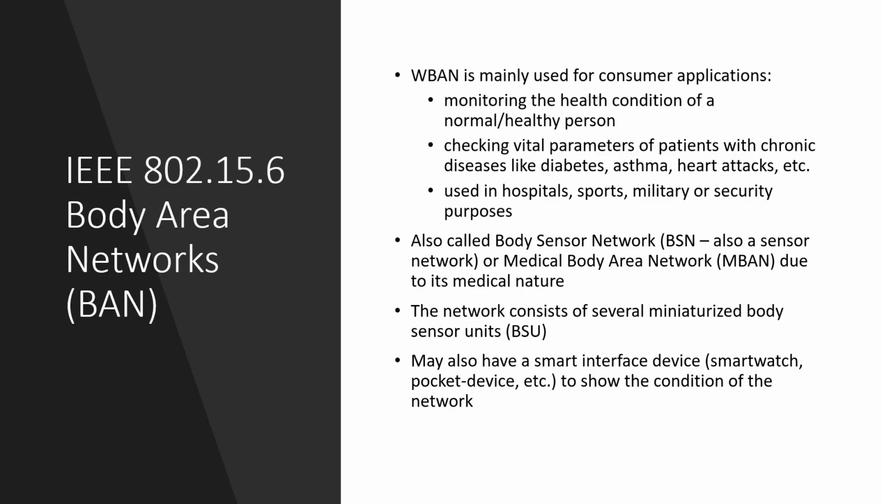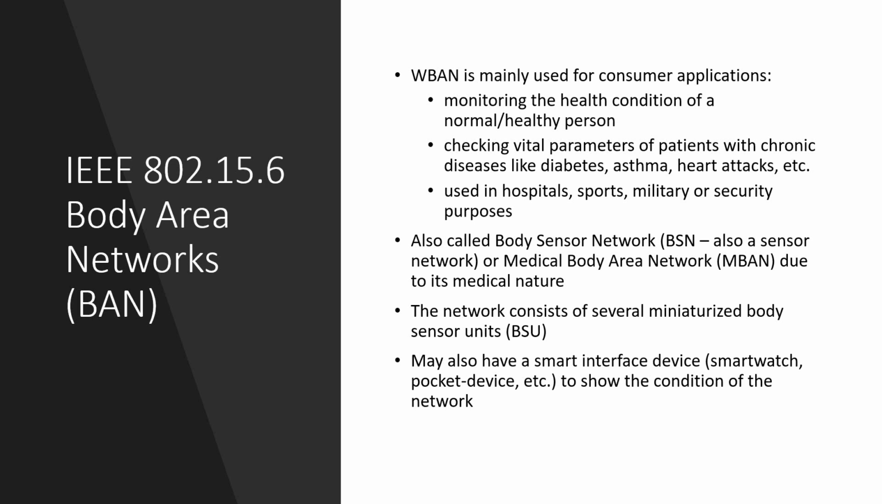So next we are going to see 802.15.6, which is body area networks, or in short it's called BAN. WBAN, or wireless BAN, is mainly used for consumer applications. The examples are monitoring the health condition of a normal or healthy person, that means someone without a disease. For example, Samsung, I think, already has an application which reads the temperature, or maybe the calories burned or used in the body.